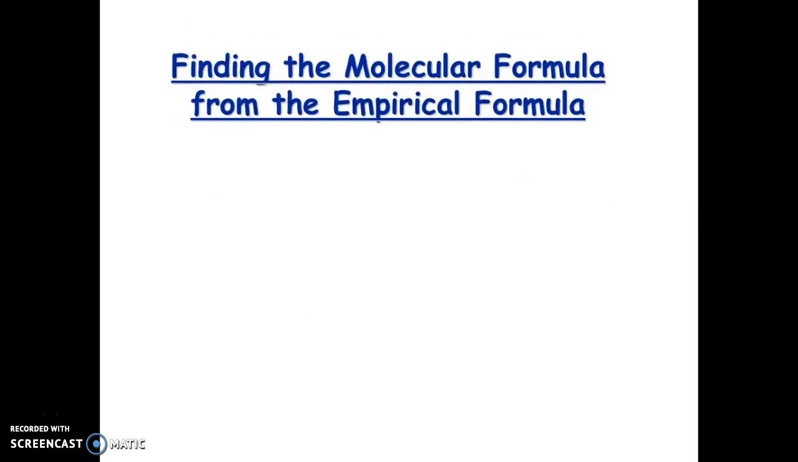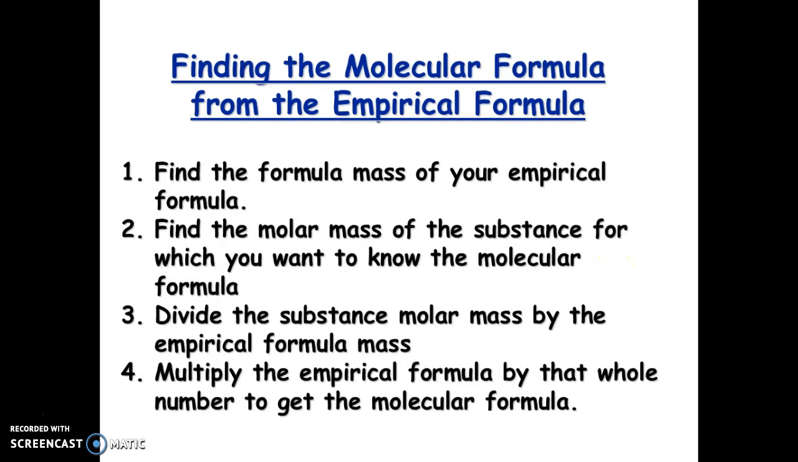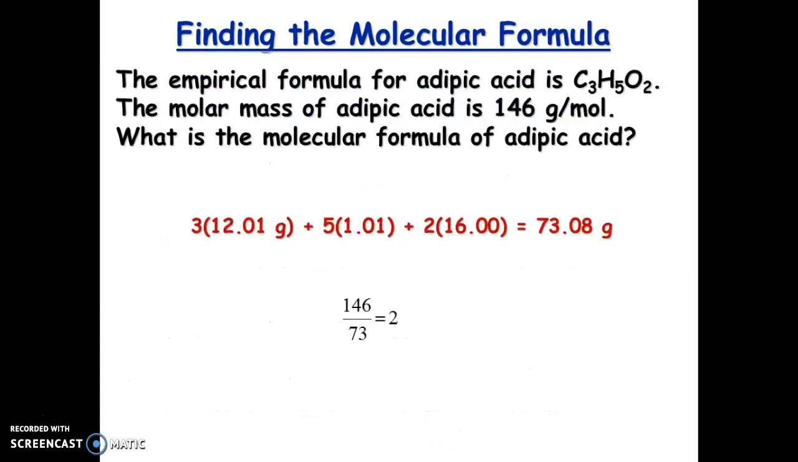Once you know the empirical formula, then you can figure out the molecular formula based upon the molar mass. So first thing you have to do is find your empirical formula. Then find the molar mass of the substance, assuming it's going to be given to you. You're going to divide the molar mass of the substance by the empirical formula mass and figure out how many times that formula goes into the molar mass, and then that's how many times you have to multiply the subscripts in order to get the formula. So, okay, this was a bad slide.